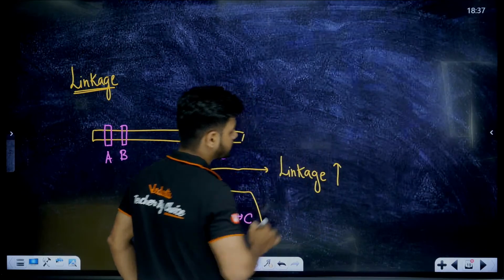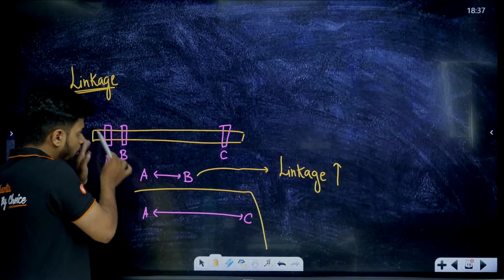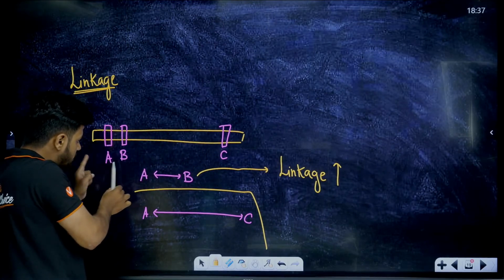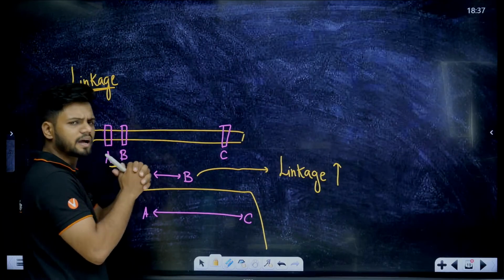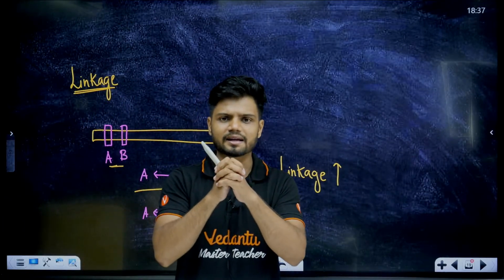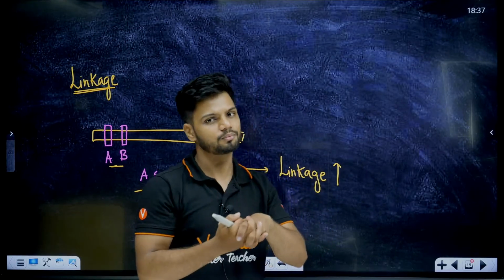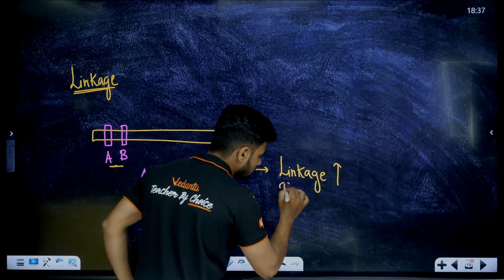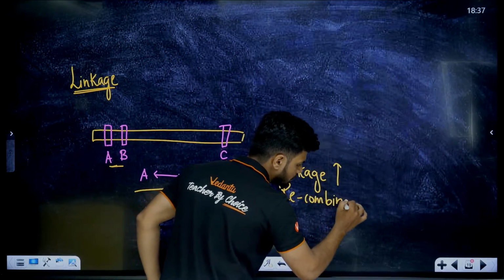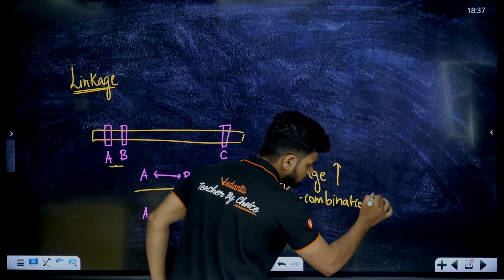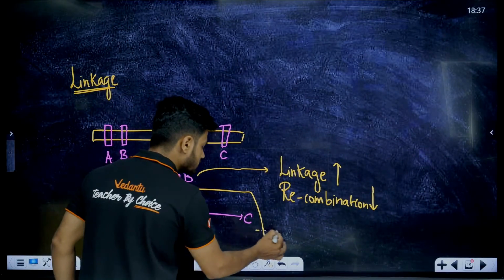Linkage is going to be very high. Now remember students, whenever on one chromosome the two genes are very close to each other, their linkage is very high. If the linkage is very high, can they twist and turn and do some recombination? No. So when the linkage is very high, your recombination becomes very low. Recombination becomes low.